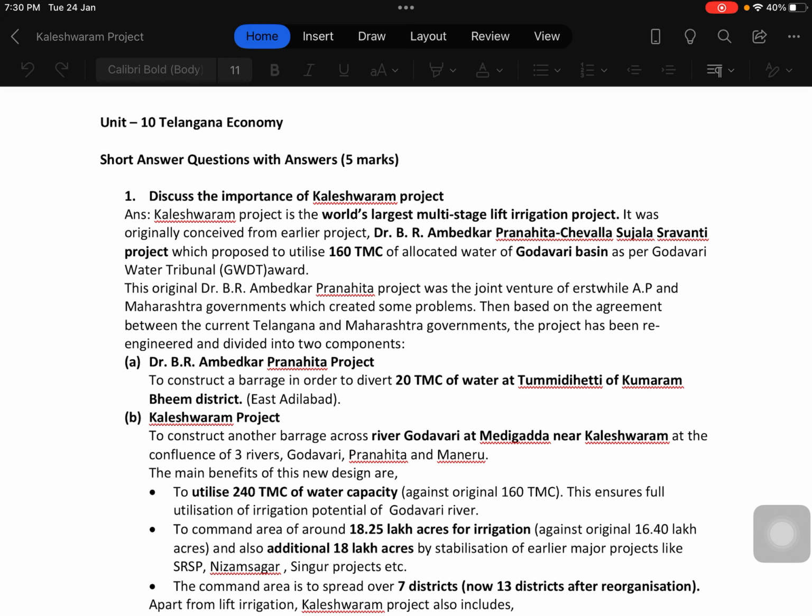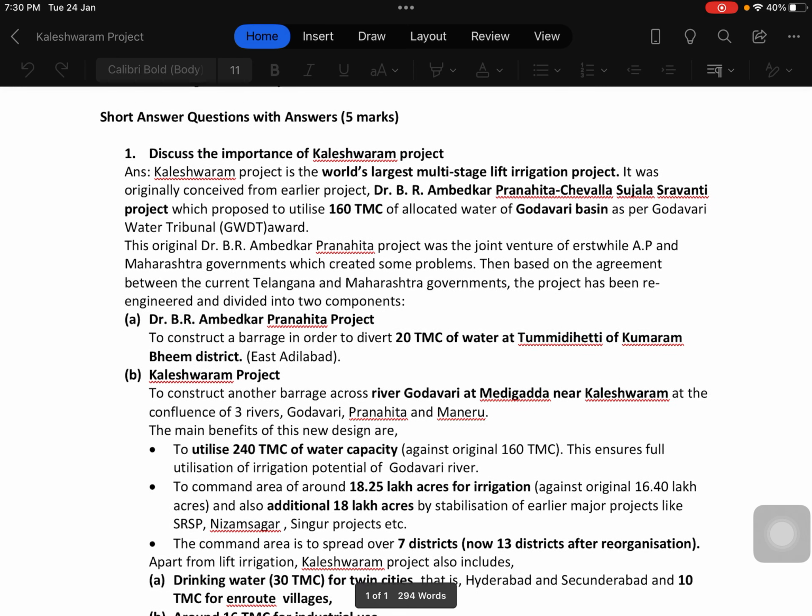Then, based on the agreement between the current Telangana and Maharashtra governments, this project has been re-engineered and divided into 2 components. The first one, Dr. B.R. Ambedkar Pranahita project, is to construct a barrage in order to divert 20 TMC of water at Tumidihetti of Komarambim district, East Adilabad. And the second one, the Kaleshwaram project, is to construct another barrage across the river Godavari at Medigatta near Kaleshwaram, at the confluence of 3 rivers: Godavari, Pranahita and Maneru.